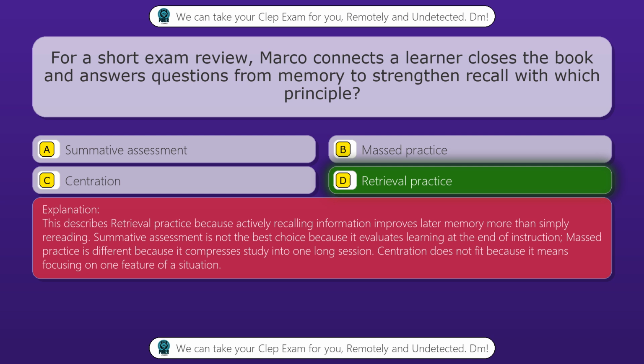This describes retrieval practice because actively recalling information improves later memory more than simply rereading. Summative assessment is not the best choice because it evaluates learning at the end of instruction. Massed practice is different because it compresses study into one long session. Centration does not fit because it means focusing on one feature of a situation. Question 38.